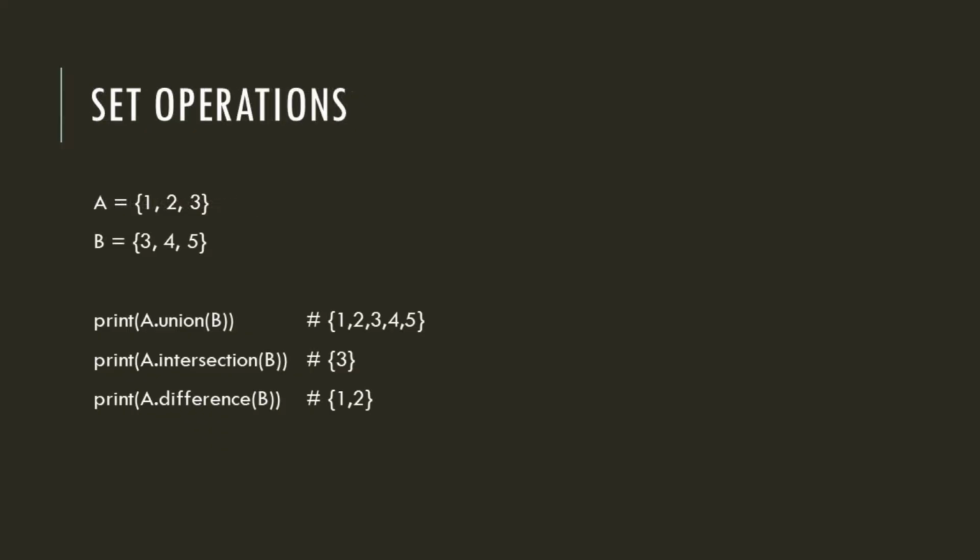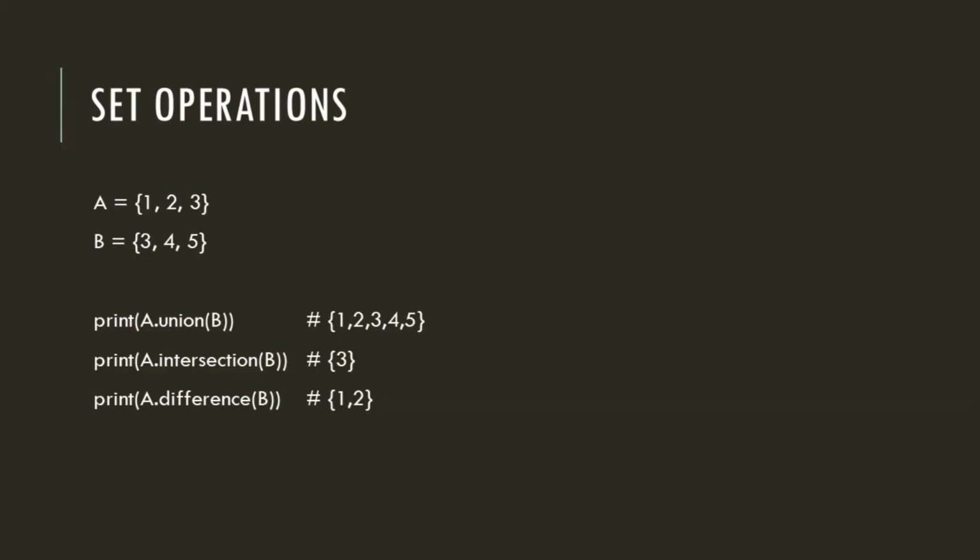Set operations, A equal to 1, 2, 3, B equal to 3, 4, 5. Here we have these two sets and we can apply union, intersection and difference operations on these two sets. First of all, let's see the result of the union operation, print A dot union B.